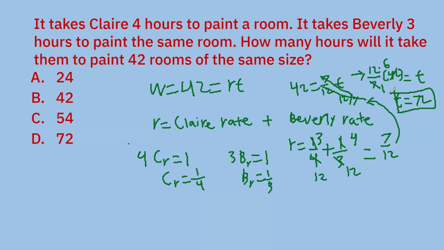Okay, so it's going to take them 72 hours to paint 42 rooms together, which is a long time, right? 3 full days, but it makes sense because if it takes 4 hours to paint 1 room and 3 hours to paint a room, it's a long process. These are big rooms. Maybe they're doing really intricate designs on them.